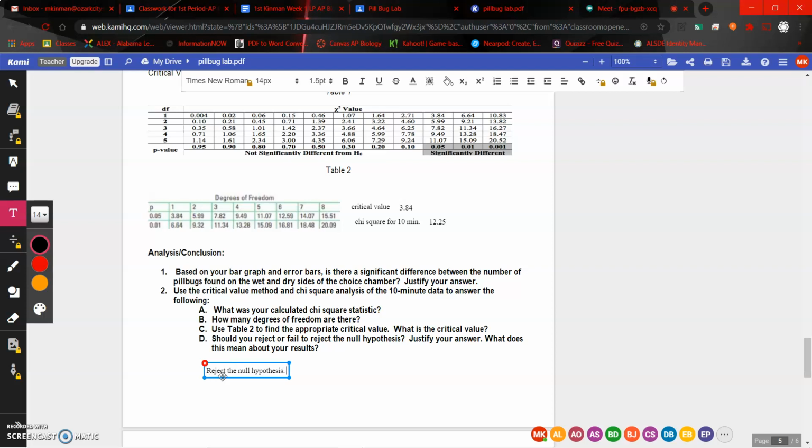All right, and then it says justify your answer. So how do I justify my answer? Well, you can simply say the chi-square value is greater than the critical value. That's it. That's how you justify the fact that you get to reject.